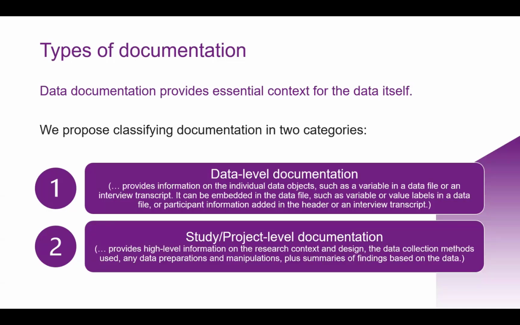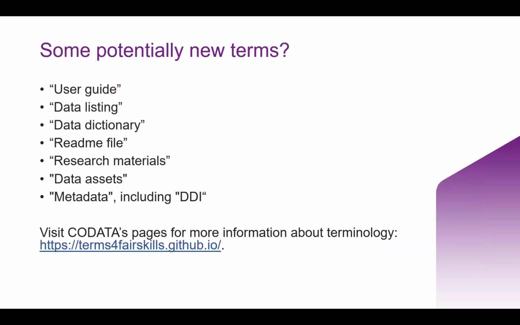Study level documentation, however, is information about the broader research project. What methods were used, summaries of findings, when the research took place, etc. So when I asked you what's the interviewee's age, that's an example of data level documentation. And when I asked what is the year that the interview took place, that's an example of study level documentation. But those aren't the only terms that are used to describe documentation.